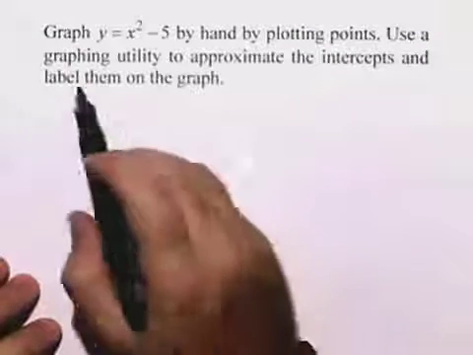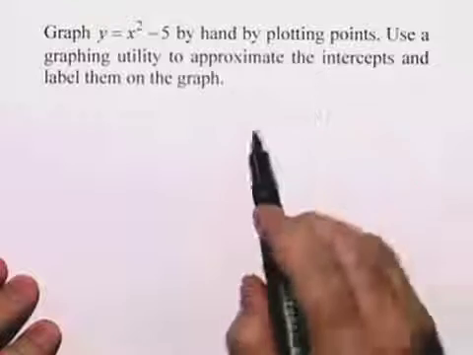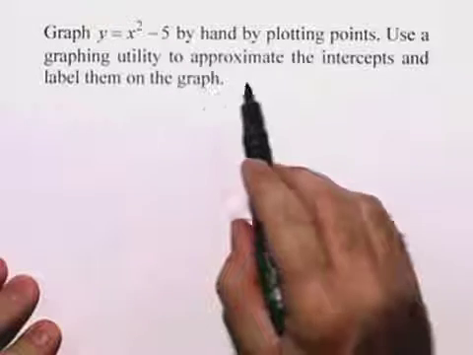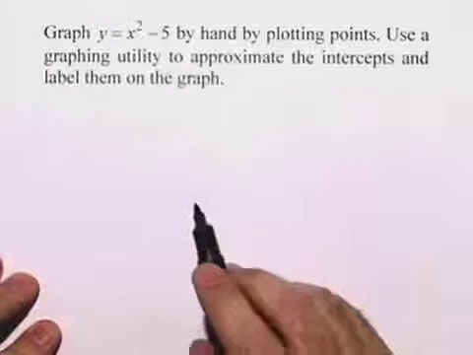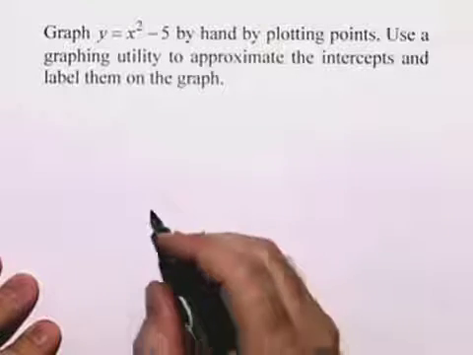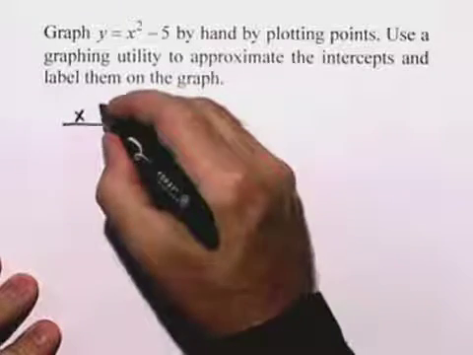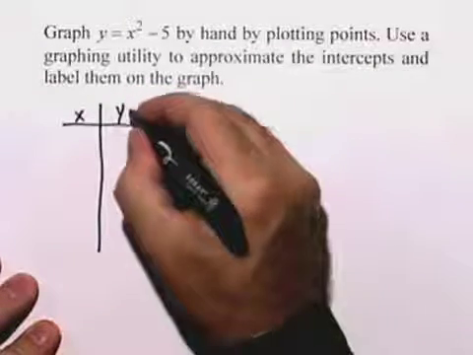In this problem, we're going to graph an equation by hand by plotting points. We want to graph the equation y equals x squared minus 5 by hand by plotting points. We'll use a graphing utility to approximate any intercepts, and we'll label those on our graph. To graph the equation by plotting points, we'll create a table of values, and we'll pick some values for x and find the corresponding value for y.